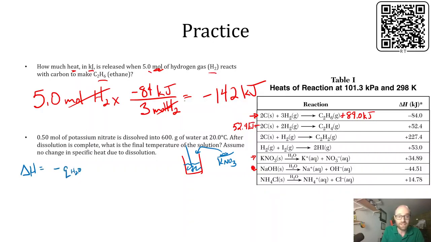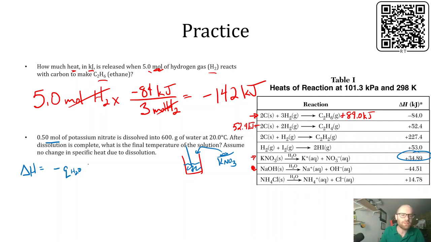Now, the delta H in this case is kind of hidden in that practice problem we saw before because we're given an amount of potassium nitrate. It says half a mole. I'm going to shortcut things a little bit. All these coefficients are 1, so I think if half a mole reacted, we're going to get half this number here. So let me divide that out.